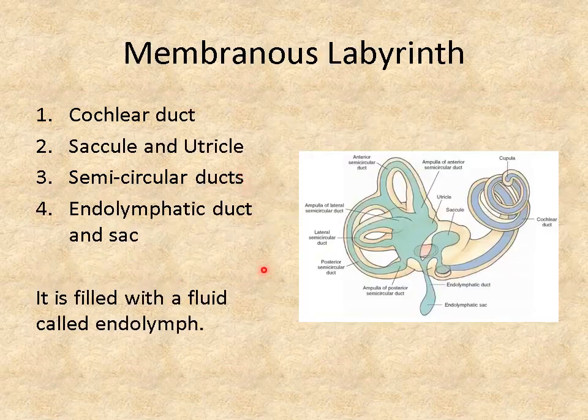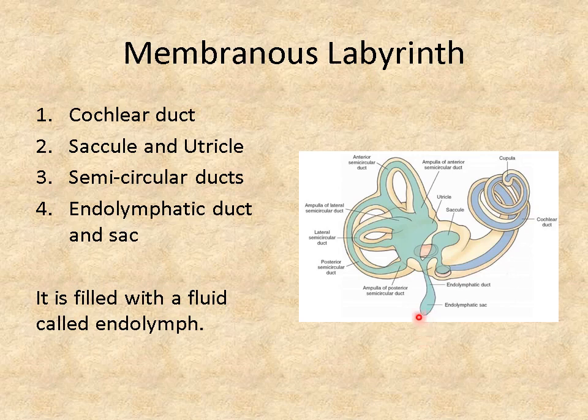If we break or open the bony labyrinth, we'll find inside it the membranous labyrinth. The membranous labyrinth is composed of the cochlear duct lying inside the cochlea. Inside the vestibule, we'll find 2 sacs or 2 chambers, the saccule and the utricle. And inside the semicircular canals, we'll find the 3 semicircular ducts. In addition to a 4th structure, the endolymphatic duct and the endolymphatic sac, this portion.